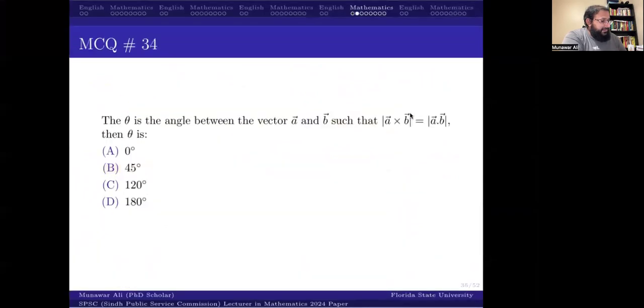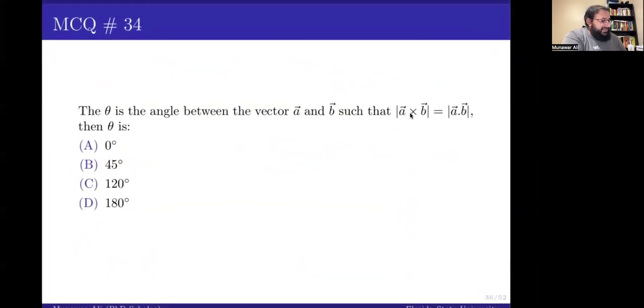Okay. So 34: theta is the angle between the vectors such that the cross product gives us a vector, so maybe the length of the vector coming from the cross product is equal to the absolute value of the dot product. Then what should be the angle?